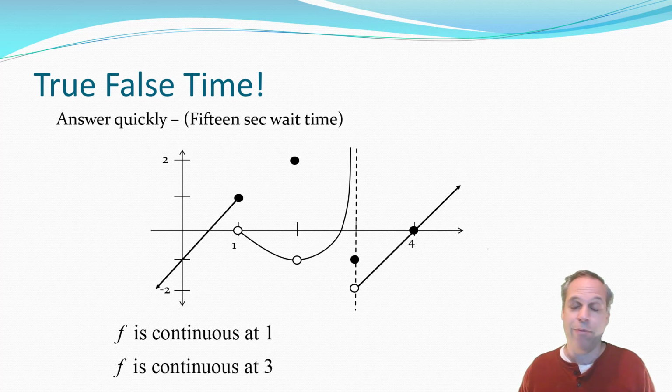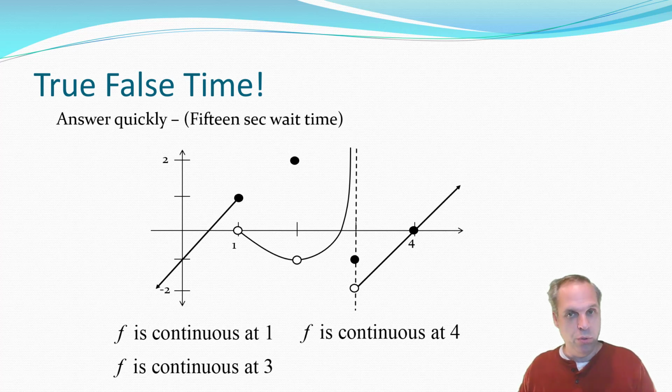No, it's not. For the exact same reason, actually. If you draw the line x equals 3, this function does not have a limit there. Again, is the function continuous at 4? Yes, actually it is. If you draw the line x equals 4, you'll notice that the limit exists, the function value exists because there's a dot there, and the two things agree.